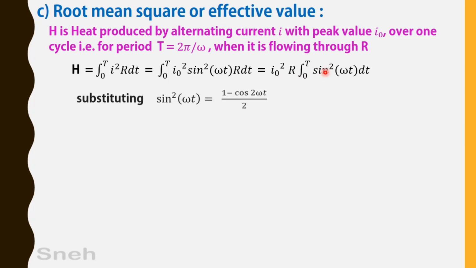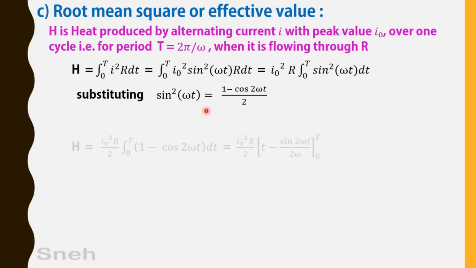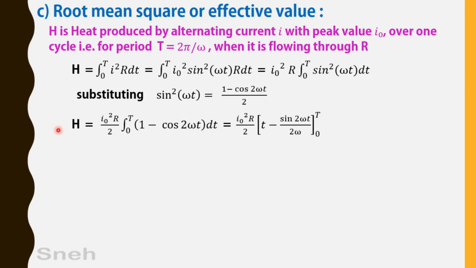For simplifying sine square omega t, I'll substitute what you have studied in trigonometry, that sine square theta is equal to 1 minus cos 2 theta by 2. Theta is nothing but omega t. Now this equation we will substitute in our earlier equation, and we can write H is equal to I0 square R as it is. This 2 we are taking outside, and inside the integration we have 1 minus cos 2 omega t dt.